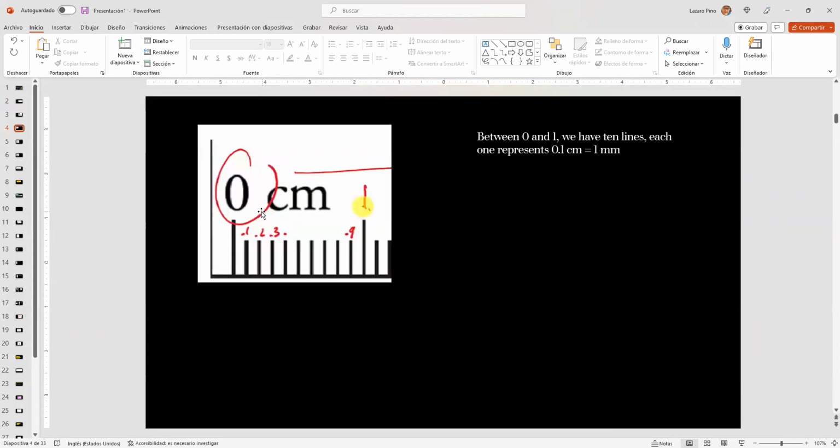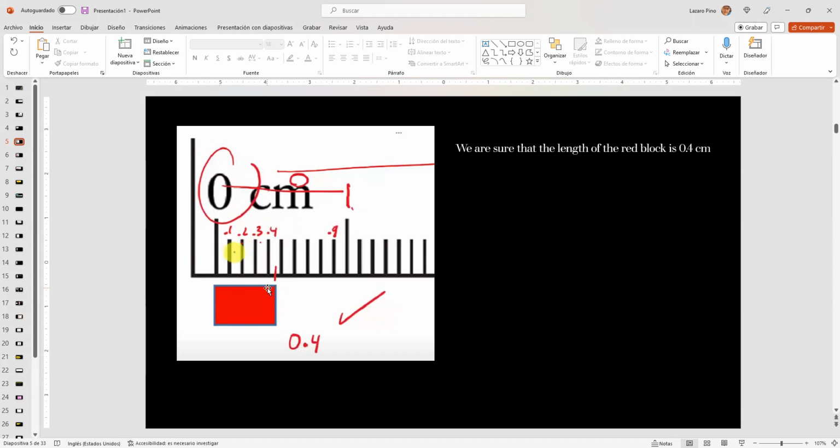Well, between the 0 and number 1, or 1 centimeter, you have 10 lines. Every line represents 0.1 centimeter. In other words, it's 1 millimeter.